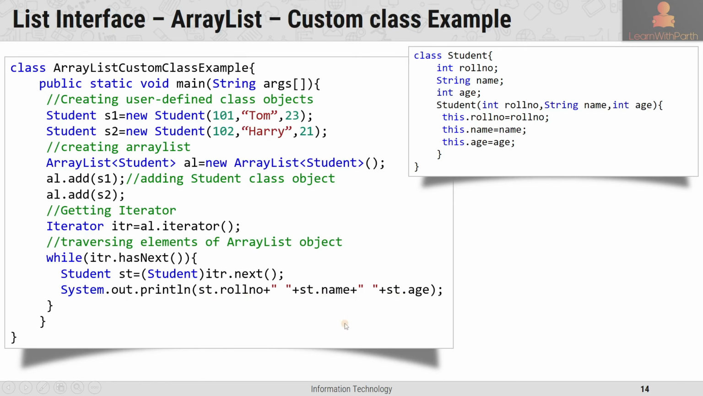So when we run this program, we are going to have output like 101 Tom 23, because we had added first 101 Tom 23, followed by 102 Harry 21.